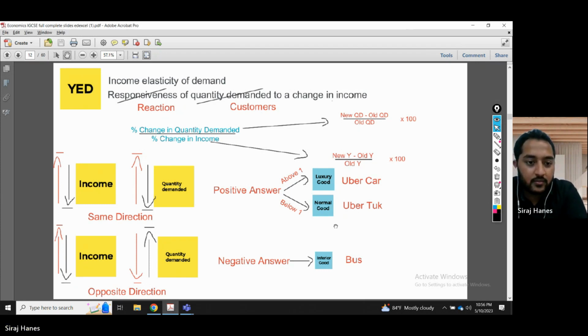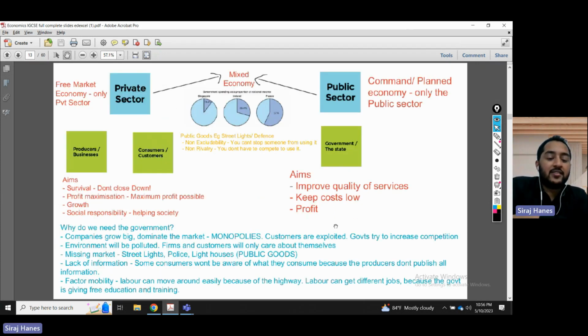Now, moving on. We're leaving the elasticity aside. We're learning private sector and public sector. We're learning the types of economies, okay? You have, let's say, the UK. The UK is what we call a mixed economy. A mixed economy is made of the private sector. Private sector is firms and consumers, producers and consumers. Public sector is made up of the government, sometimes called the state. But the UK is run by the private sector and the public sector, which means it's a mixed economy, both together.